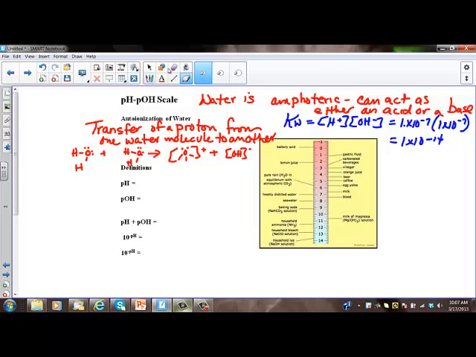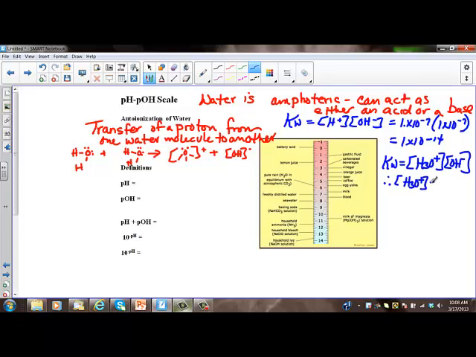If I were to write the Kw for water, it would simply be the concentration of H3O+ times OH-, because pure liquid water is not put into the expression. Therefore, we know that the H3O+ concentration is equal to the OH- concentration, as we said, which is equal to 1 times 10 to the minus 7, which is how we arrived at that up there.